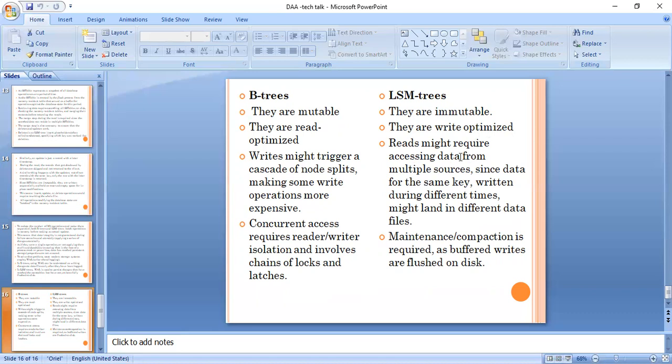Reads might require accessing data from multiple sources, since data for the same key written at different times might land in different data files. Maintenance or compaction is required, as buffered writes are flushed on disk.